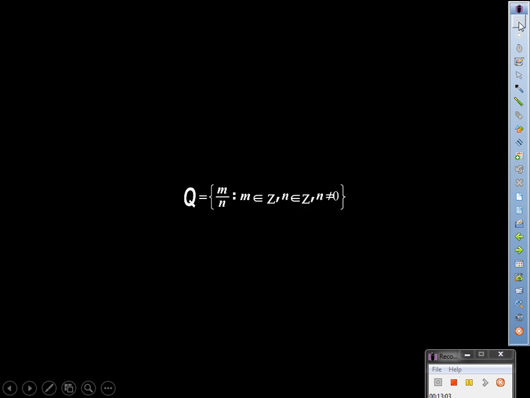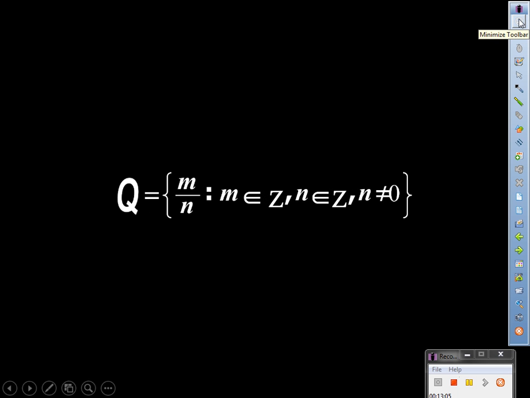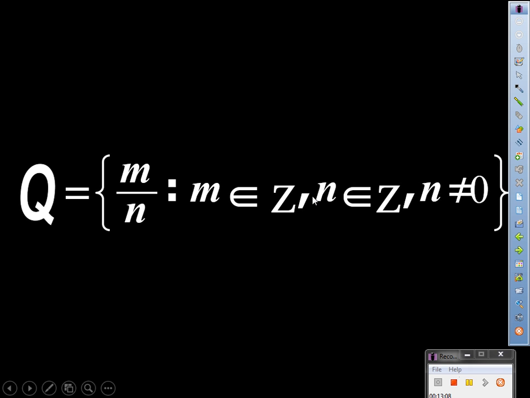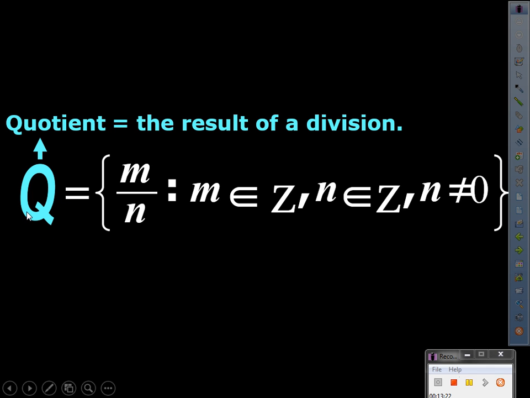Here it goes. So, here's a definition of quotients. The Q stands for quotient. Quotient means the result of a division. But Q also stands for rationals. Rationals are basically fractions. So you see a fraction here, M over N. Do you guys see that? Okay, so this is the actual definition for fractions or rationals.